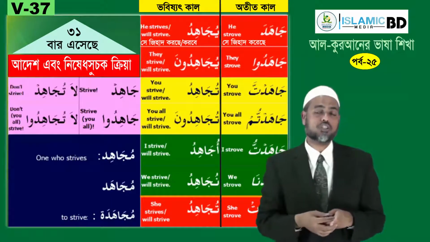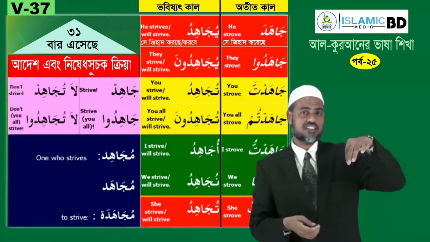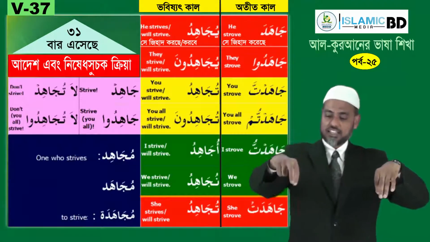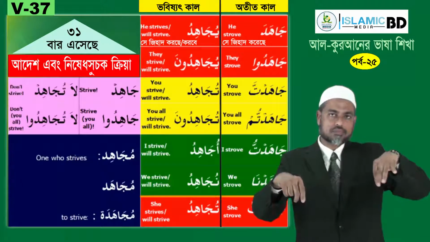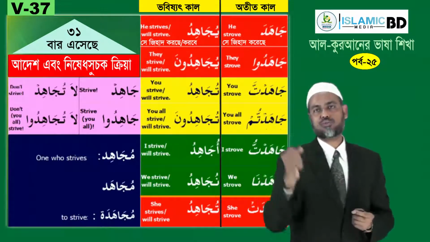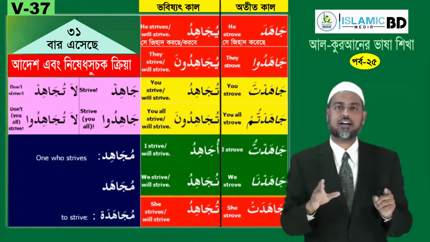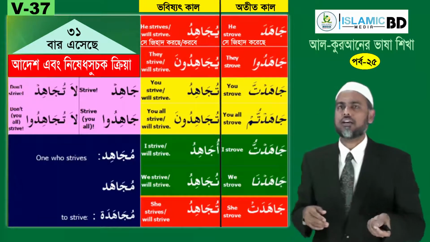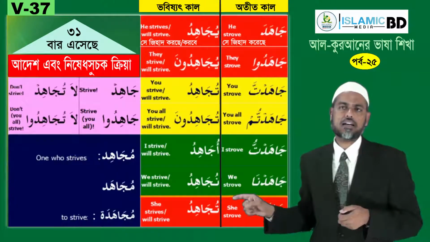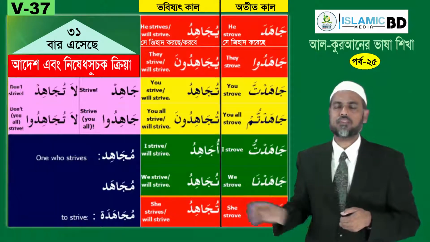What is the sign of mujahida? Mujahida is this one. Mujahid, the male who strives, mujahida, the female who strives, and mujahada is to strive. So don't mix mujahida with mujahada. Be careful. Okay, let's repeat again the Arabic forms only. Jahada, jahadu.